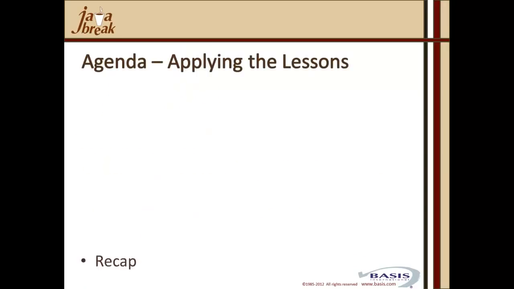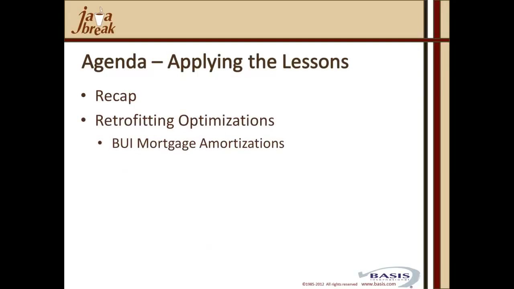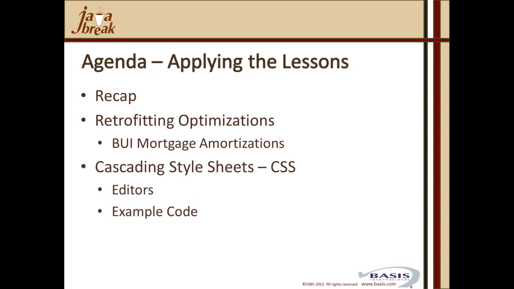So let's look at the agenda. Firstly, I'll do a quick recap of the first part. And then we'll look at retrofitting the optimizations we learnt from part 1. And we'll apply those to the Bowie Mortgage amortization app that we ship with our product. If you check the box for demos, you'll get the source code. Then we'll look at cascading style sheets, CSS. We'll look at several editors, and then we'll take you through the example code of our login screen and how we apply CSS utilizing a couple of the editors that we mentioned. And then we'll give you a summary and finish off with your questions.